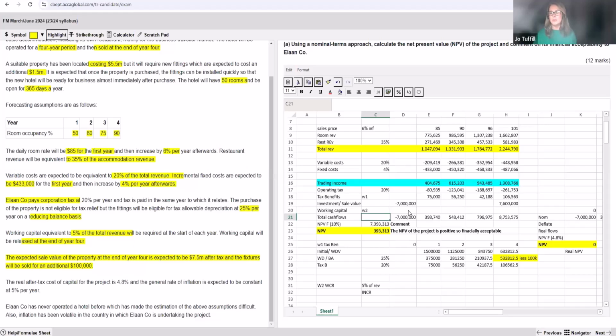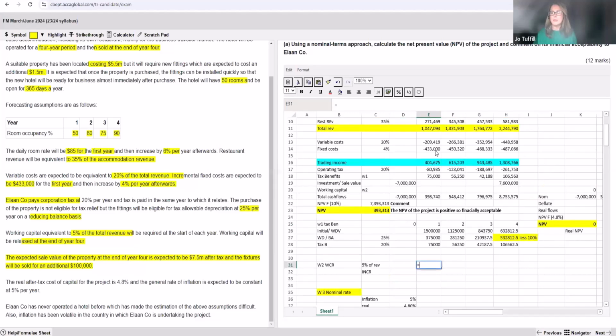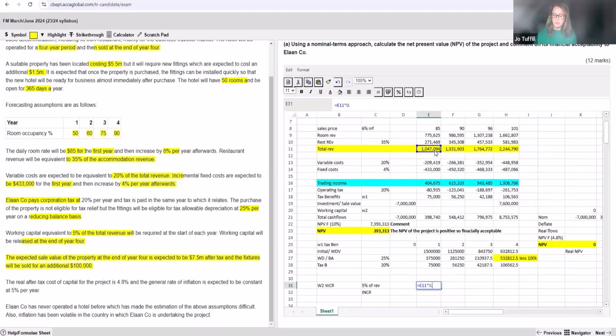So working capital needs to be 5% of revenue. So we're going to do it down here, and we're going to reference 5% of revenue. What we need is 5% of revenue in year 0 to make those sales. So first of all, you reference up your revenue. We have a total revenue and we times it by 0.05. So that's what we need. And we copy that across for the whole 4 years.